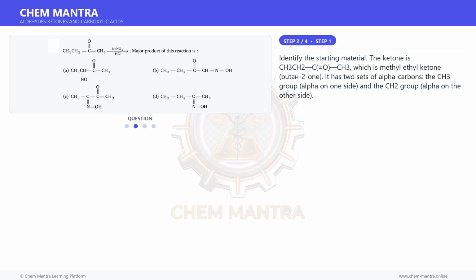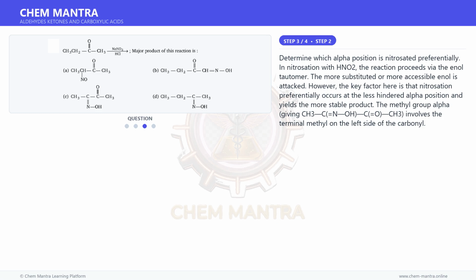Identify the starting material. The ketone is CH3CH2C=O CH3, which is methyl ethyl ketone, butanone. It has two sets of alpha carbons, the CH3 group alpha on one side, and the CH2 group alpha on the other side. Moving on to the next step.